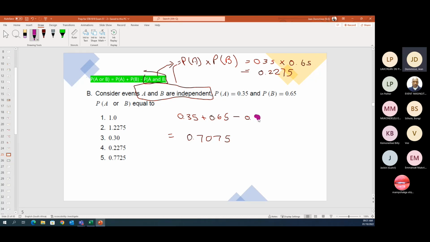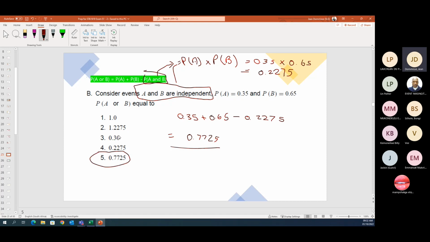So just please be very careful when you're doing calculations. How I got there is I said 0.45 times 0.65. So just a simple typing error and everything is wrong. So 0.7725 is your answer, which is option 5.